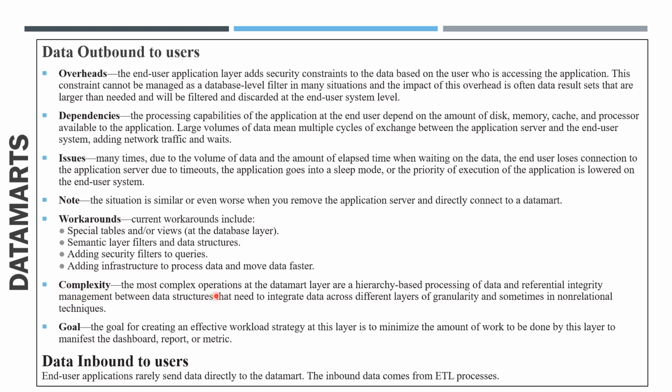The most complex operations at the data mart layer are hierarchy-based processing of data and referential integrity measurement between data structures that need to integrate data across different layers of granularity and sometimes in non-relational techniques. That's how complex the data marts are. Lastly, the goal. The goal for creating an effective workload strategy at this layer is to minimize the amount of work to be done at this layer.